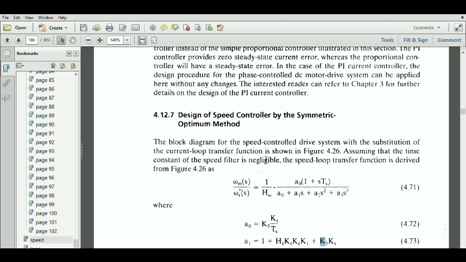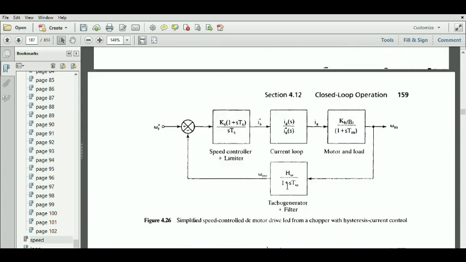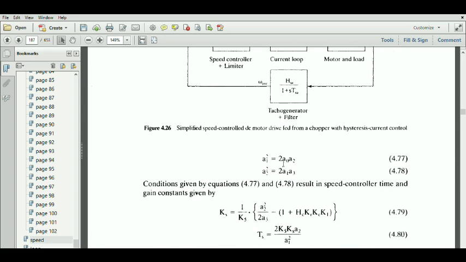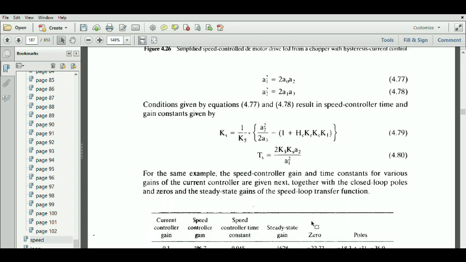So we have started with the symmetric optimum method. If you follow the symmetric optimization method, then you will be getting two equations, that is A1 square is equal to 2 A naught A2 and A2 square is equal to 2 A1 A3. So if you are putting that, your Ks is equal to 1 by K5 into A2 square by 2A3 minus 1 plus Hc Kr Kc K1, and Ts is equal to 2 K5 Ks A2 divided by A1 square.